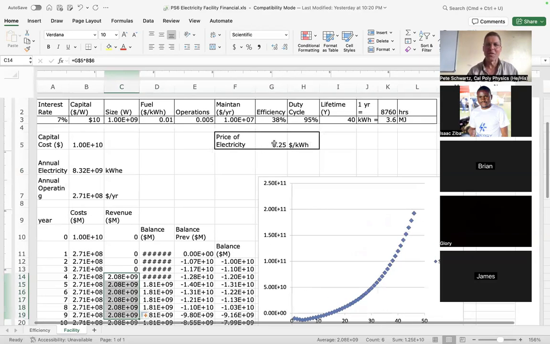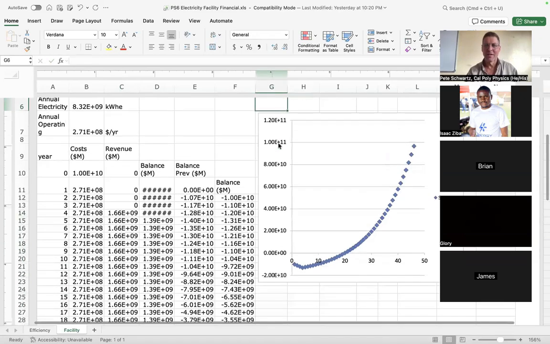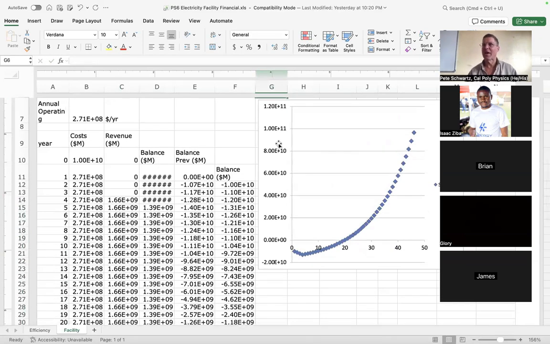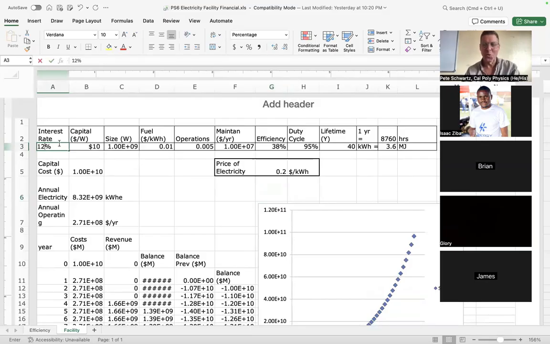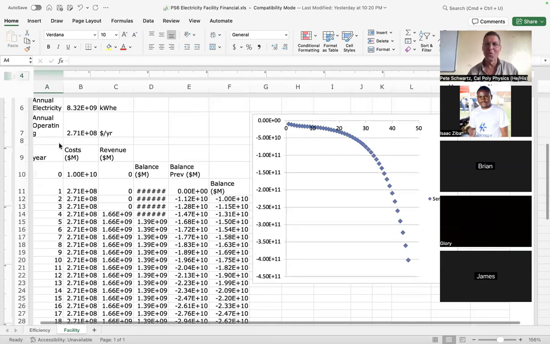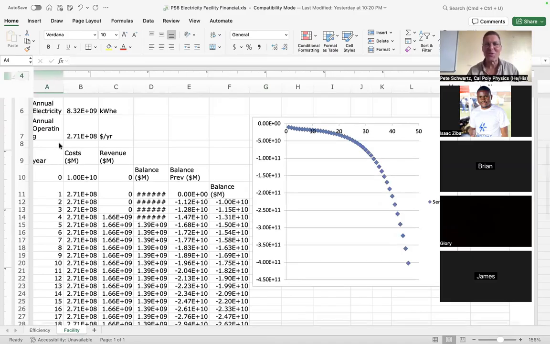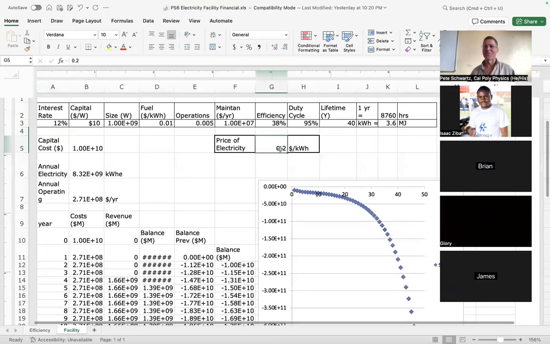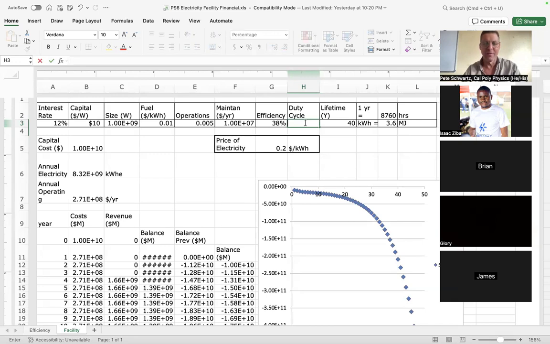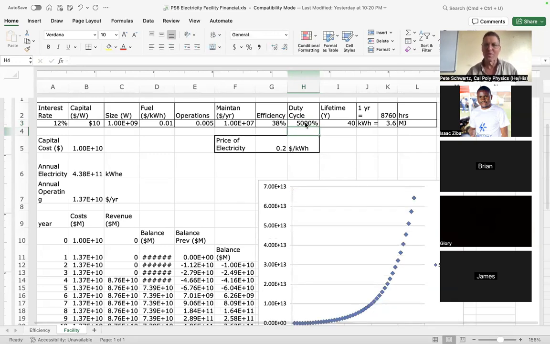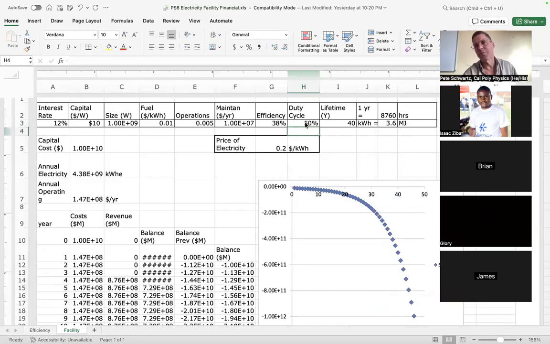Now I can lower the cost of electricity to just 20 cents per kilowatt hour, right? What if the interest rate is higher? What if it's 12%? Then you're like, oh no, then you lose again, right? Now you have to charge more money for your electricity. So, what if the electricity goes down and you only have a 50% duty cycle? Yeah, then you lose too.